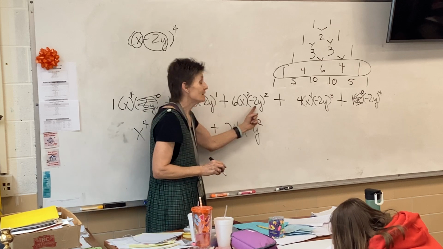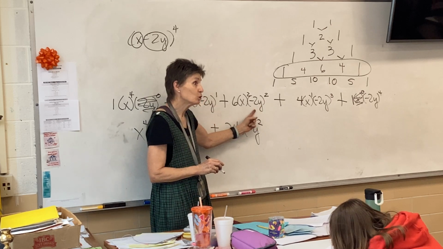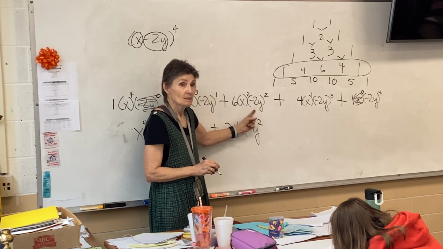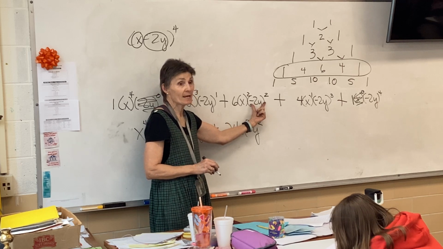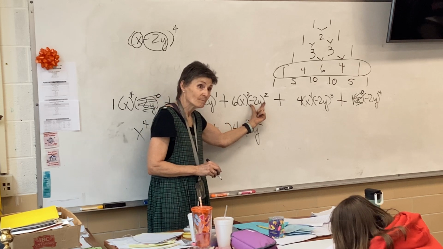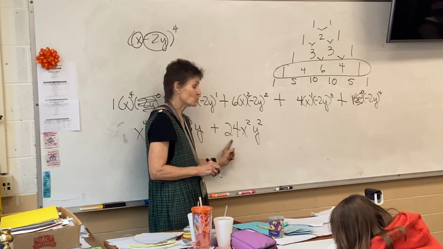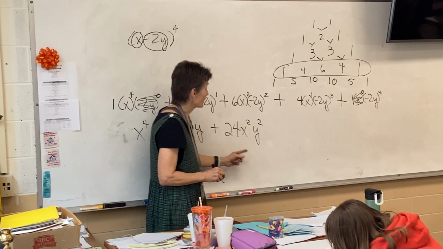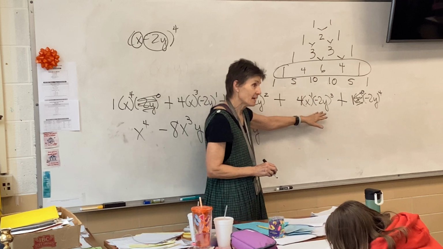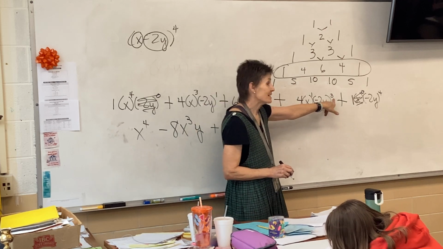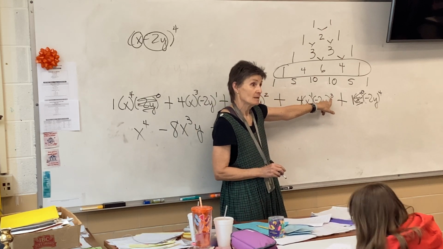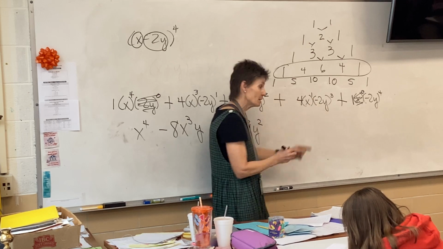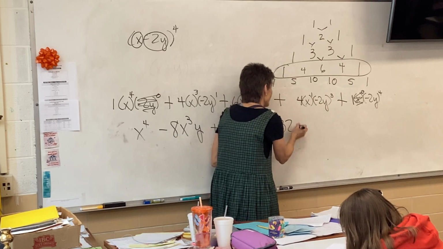Remember, everything gets squared, including the negative 2. So this actually becomes a 4 times 6, 24. Now what about this one? Be careful. Plus 8x is a negative 8x, times 4, negative 32. Negative 32xy cubed.